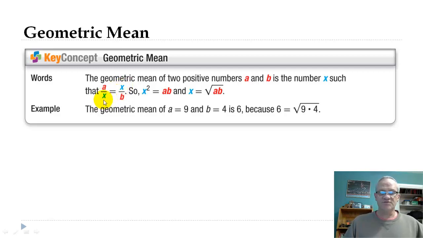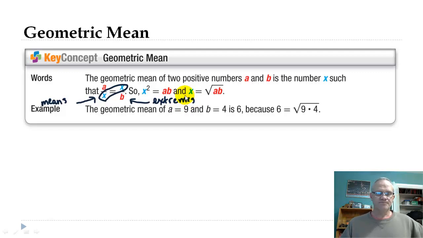So in other words, I don't know if you remember that or not, but these two here, remember, were called the means. So the x and the x were the means, and then remember b and a there were the extremes. Remember that, means and extremes. And so when you have the geometric mean, you have this situation where you have the same thing on the bottom and the same thing on the top. And so when you cross multiply, you end up with this that they have here. I'm going to rewrite it as x squared. X times x is x squared. A times b is ab.